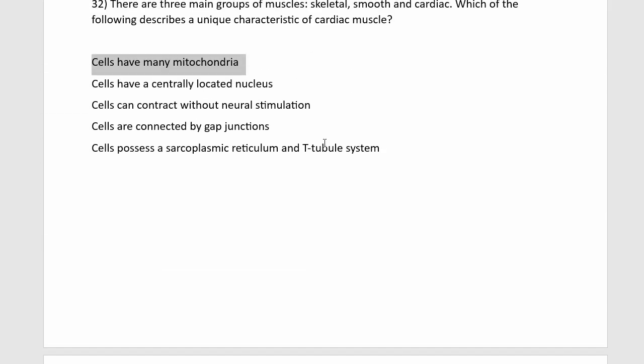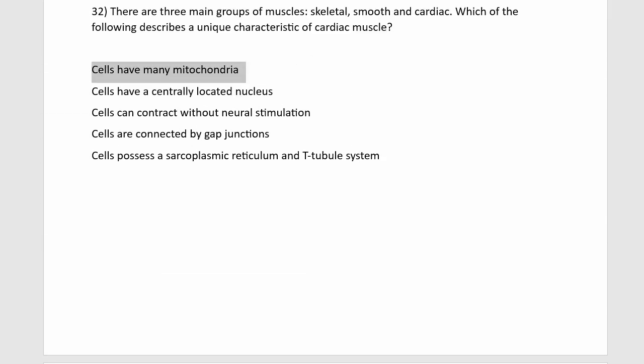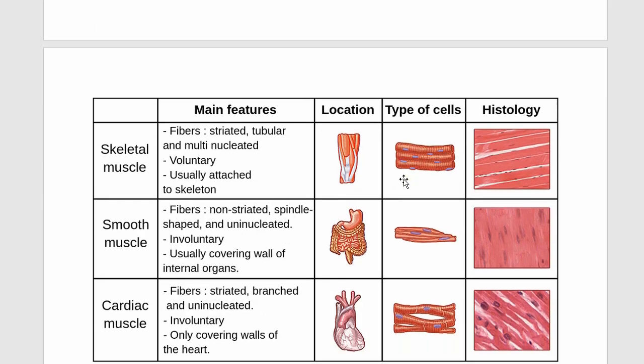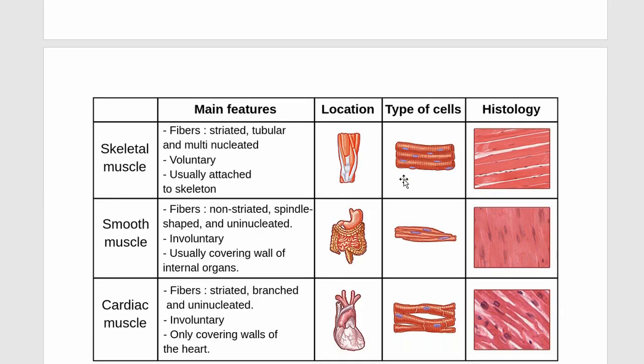But it would not be this answer, because this is not a unique characteristic of cardiac muscle, because all of your biceps when you're at the gym, your legs when you're running, all of those muscles need a lot of energy as well. So it's not unique to cardiac.